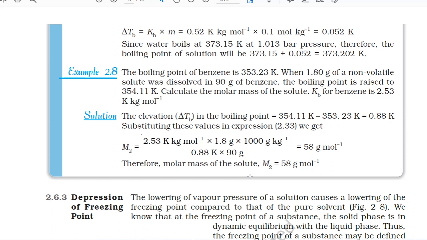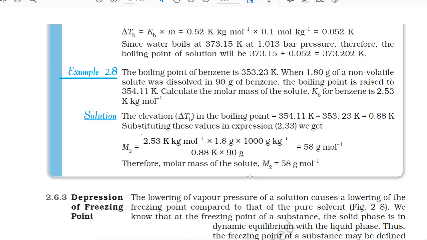Example 2.8. The boiling point of benzene is 353.23 Kelvin. When 1.80 gram of a non-volatile solute was dissolved in 90 gram of benzene, the boiling point is raised to 354.11 Kelvin. Calculate the molar mass of the solute. Kb for benzene is 2.53 Kelvin kg per mole. Solution. The elevation ΔTb in the boiling point = 354.11 Kelvin minus 353.23 Kelvin = 0.88 Kelvin.